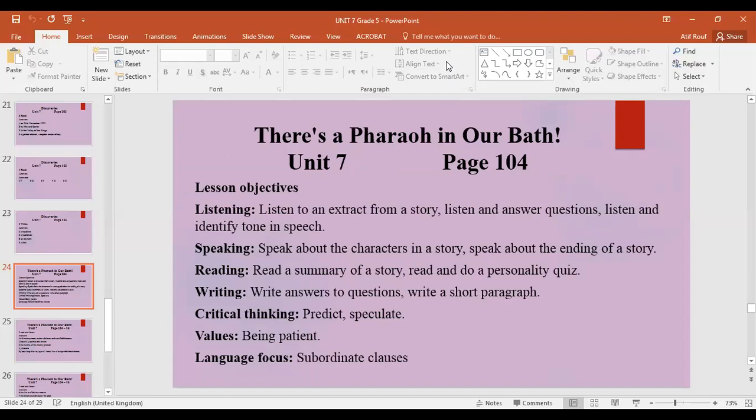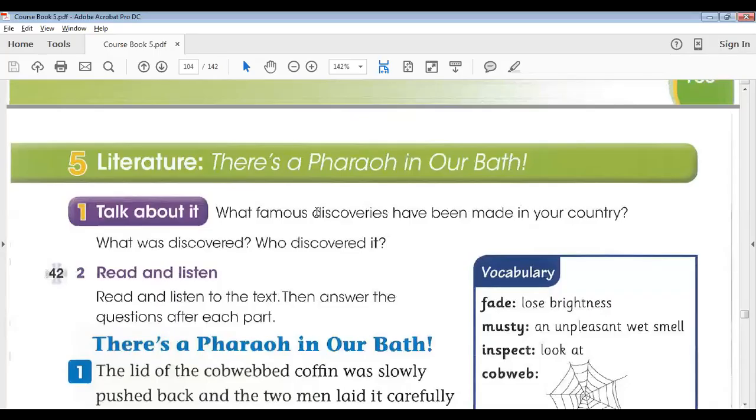After the discussion on lesson objectives, I asked the students to talk about famous discoveries from their country. I asked them three questions: what famous discoveries have been made in your country, what was discovered, and who discovered it. Some students participated and talked about some discoveries.